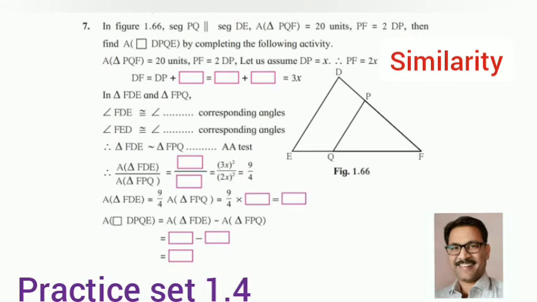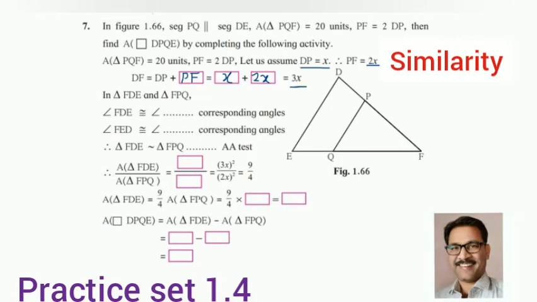Now, DP plus PF. This is DP, this is PF. Already we know DP is X, so we write X here. And PF is 2X, so we write 2X here. In all, we get 3X.